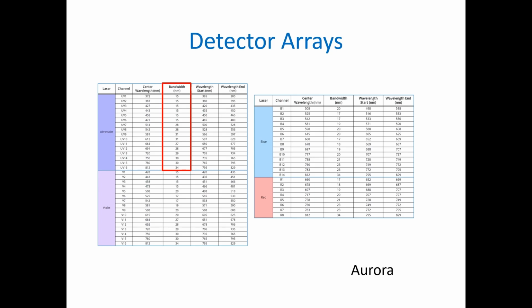The bandpass filters are very narrow, with widths that range from 15 to 34 nanometers. Similarly, for the violet laser, all the violet excited emission is collected in 16 detectors, from just above the 405 laser excitation, the emission from 420 up to 829. For the 488 blue laser, 14 detectors collect that emission from 498 to 829, and for the 640 red laser, 8 detectors collect the emission from 652 to 829.